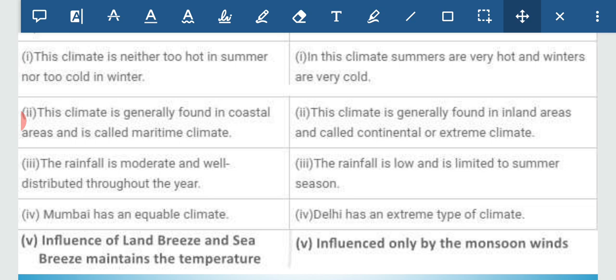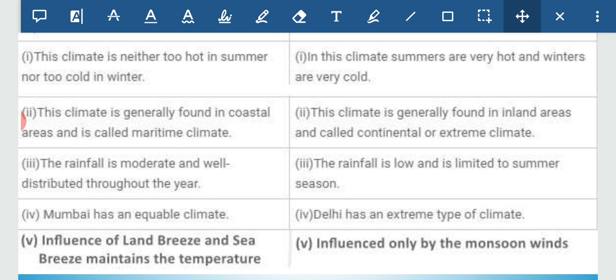Second point of difference, as I showed with the help of the map, if it is located nearby the coastal areas, the climatic conditions are equable and it is termed as maritime climate. And the interior parts of the country where there are no such coastal locations, the climatic condition is termed as inland climate or continental climate or extreme climate.